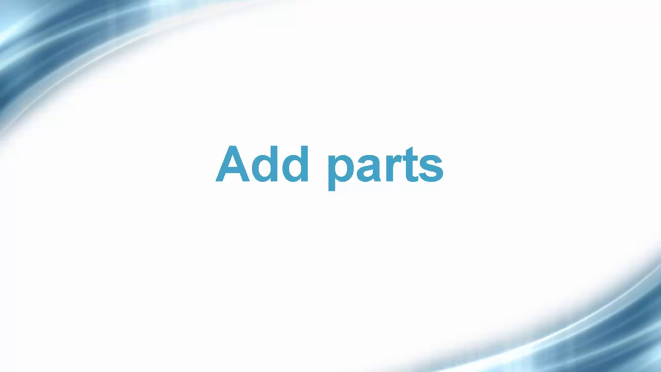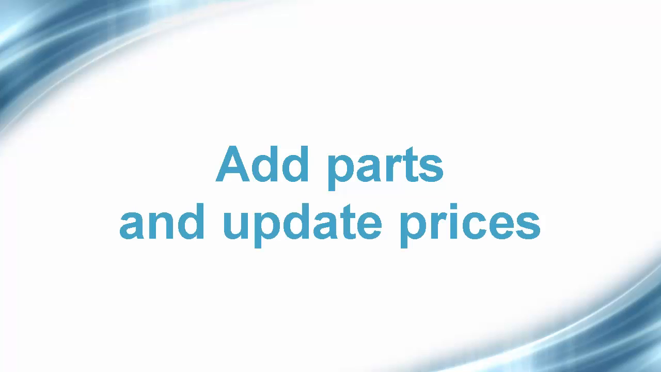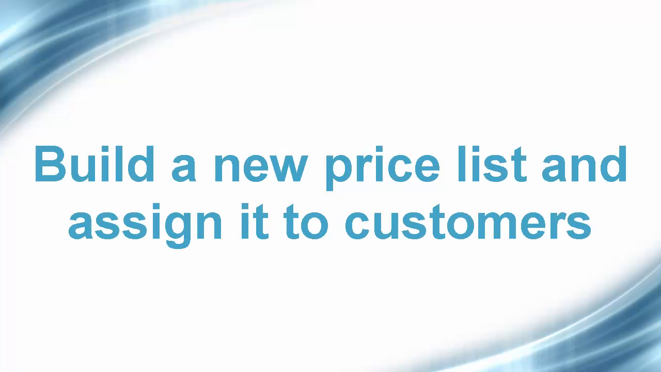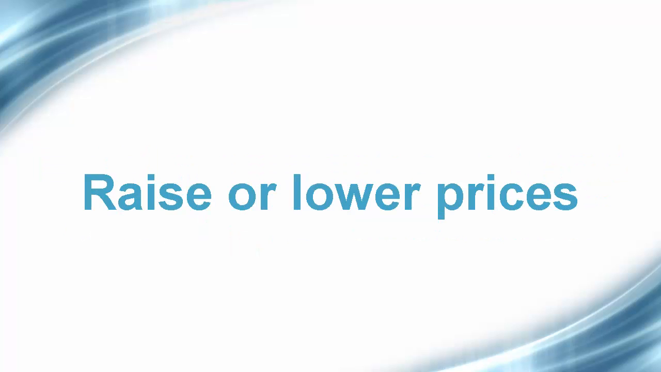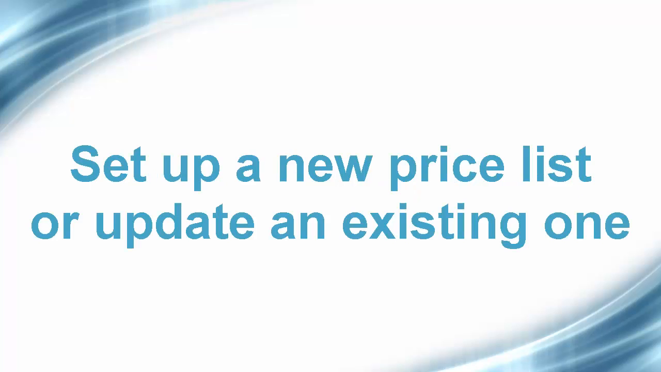You've seen how to add parts and update prices in the base price list, how to build a new price list and assign it to customers, how to raise or lower prices by a fixed percentage, and how to set up a new price list or update an existing one based on the prices paid to a vendor. Now we'll briefly demonstrate how discounts are defined in the system.